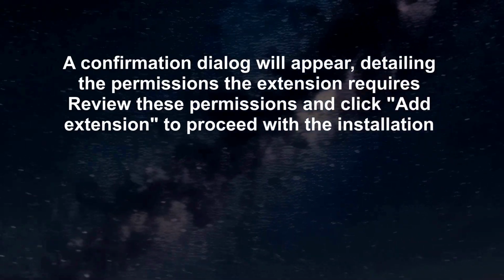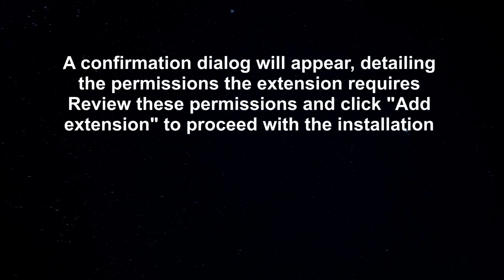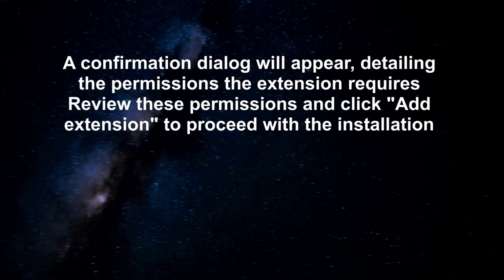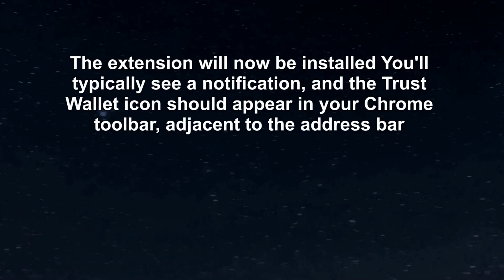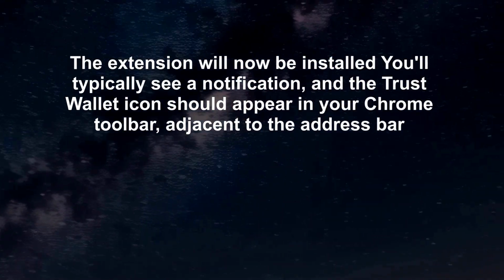A confirmation dialog will appear, detailing the permissions the extension requires. Review these permissions and click Add Extension to proceed with the installation. The extension will now be installed. You'll typically see a notification, and the Trust Wallet icon should appear in your Chrome toolbar, adjacent to the address bar.